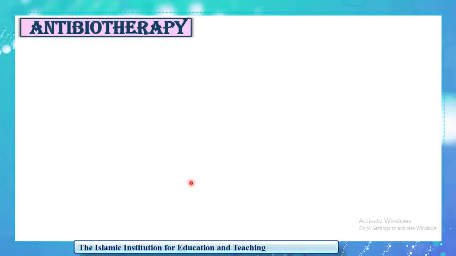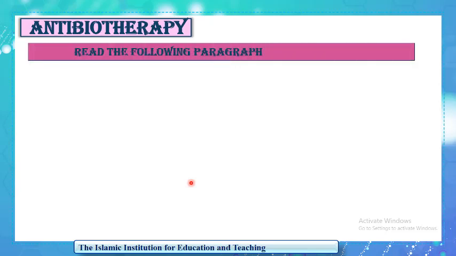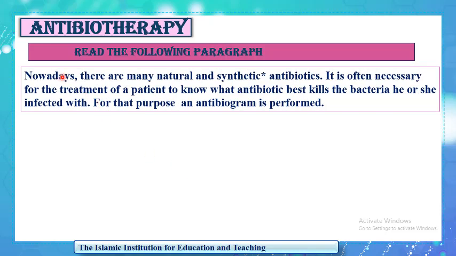Nowadays, there are a lot of antibiotics, but how can we determine the best antibiotic against a certain type of bacteria? Let us discover by reading the following paragraph. Nowadays, there are many natural and synthetic antibiotics. It is often necessary for the treatment of a patient to know what antibiotic best kills the bacteria he or she is infected with. So to treat a patient against a bacterial infection, he should be given an antibiotic that best kills the bacteria he or she is infected with in order to treat him correctly.